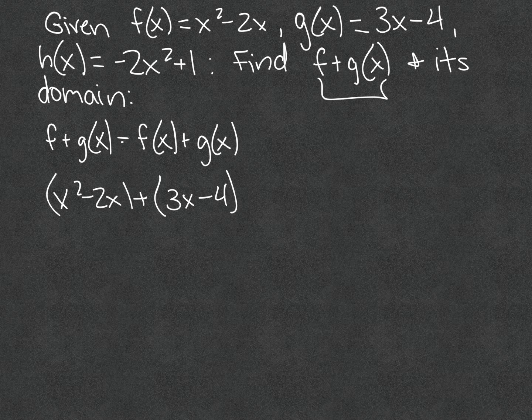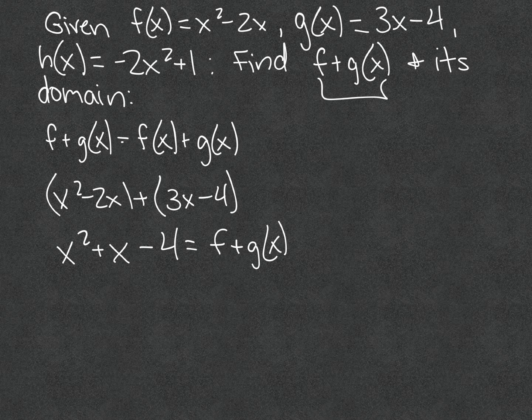Then we need to combine our like terms. That gives us x squared, negative 2 and 1 is plus an x minus 4. And that right there is (f plus g)(x). It is as quick as that.